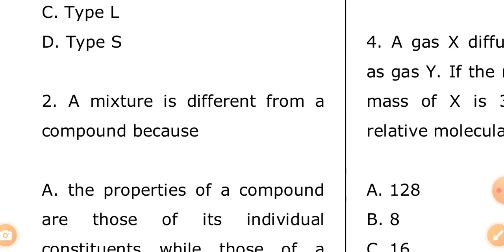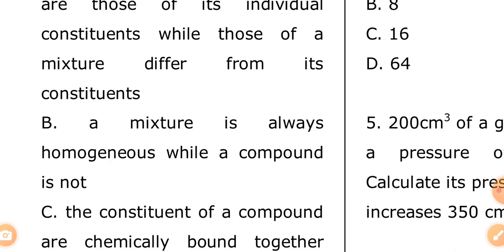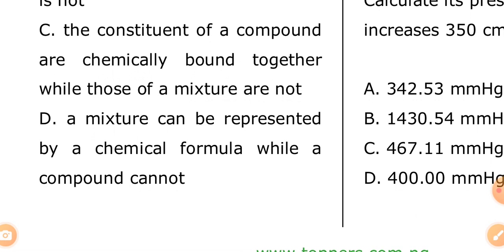A mixture is different from a compound because A, the properties of a compound are those of its individual constituents, while those of a mixture differ from its constituents. B, a mixture is always homogeneous, while a compound is not. C, the constituents of a compound are chemically bound together, while those of a mixture are not. D, a mixture can be represented by a chemical formula, while a compound cannot. Which one is the answer?